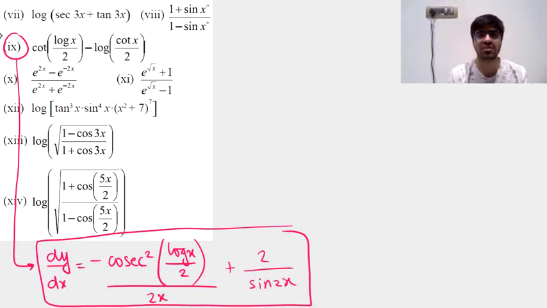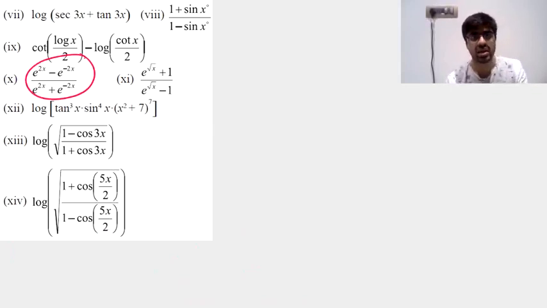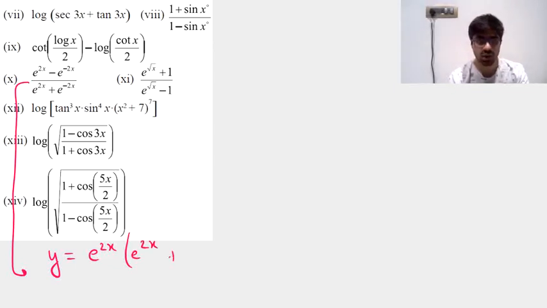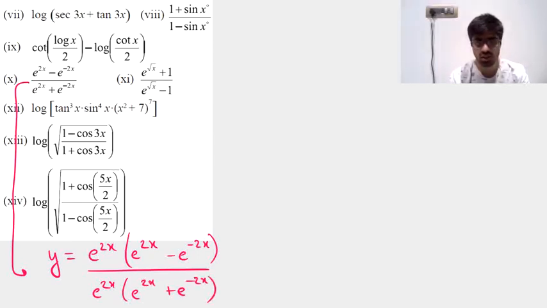Let's continue in a similar way with the 10th one. e power 2x minus e power minus 2x upon e power 2x plus e power minus 2x. It's more comfortable to deal with it if you multiply the numerator and denominator with e power 2x. So you will have e power 2x into (e power 2x minus e power minus 2x) upon e power 2x into (e power 2x plus e power minus 2x).